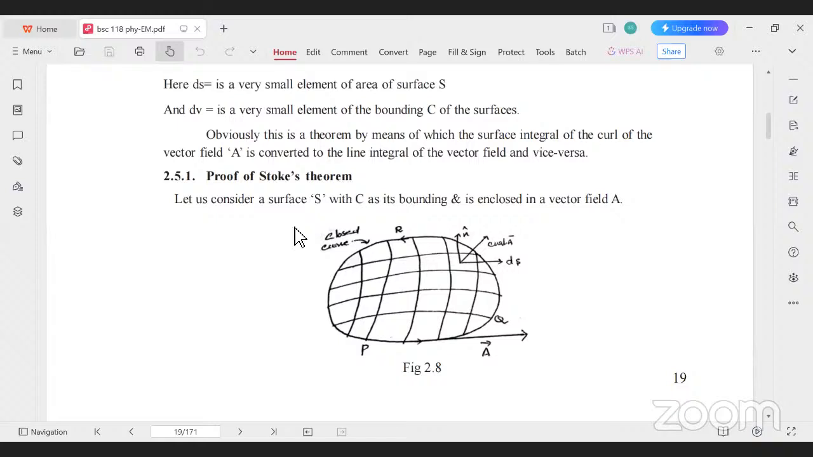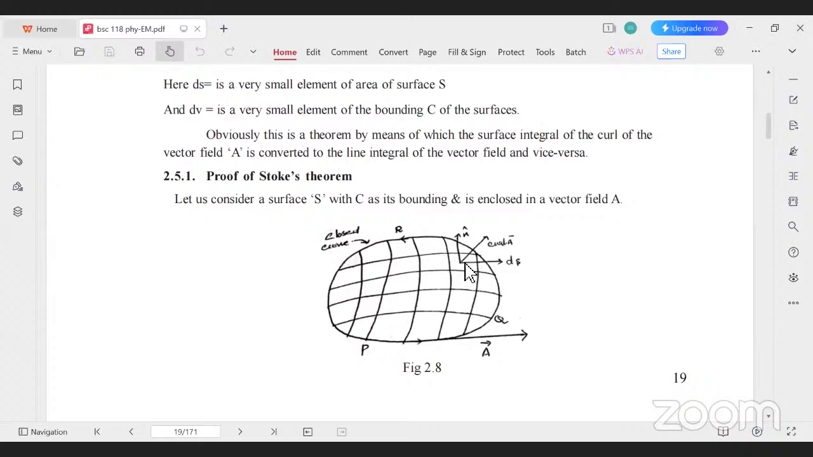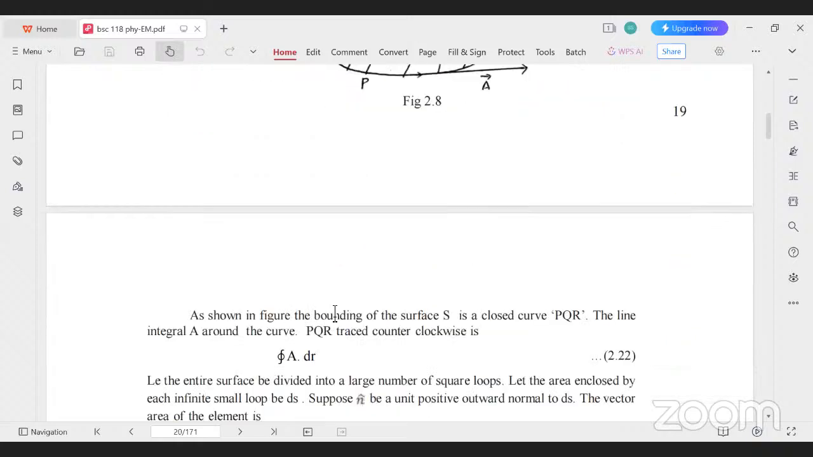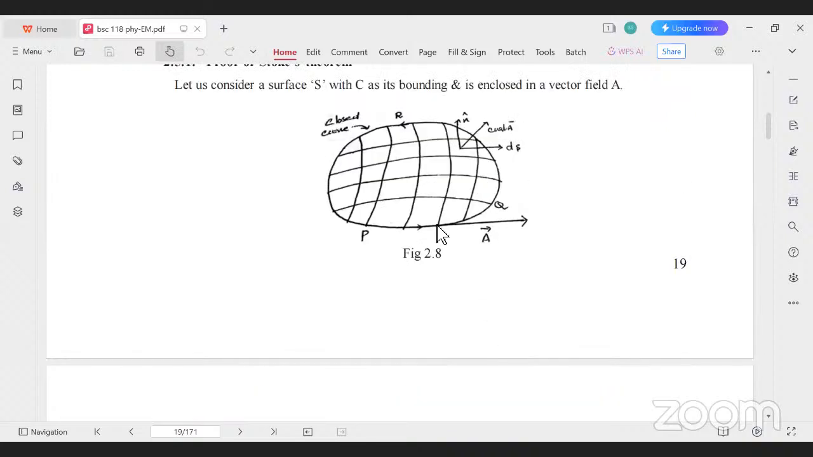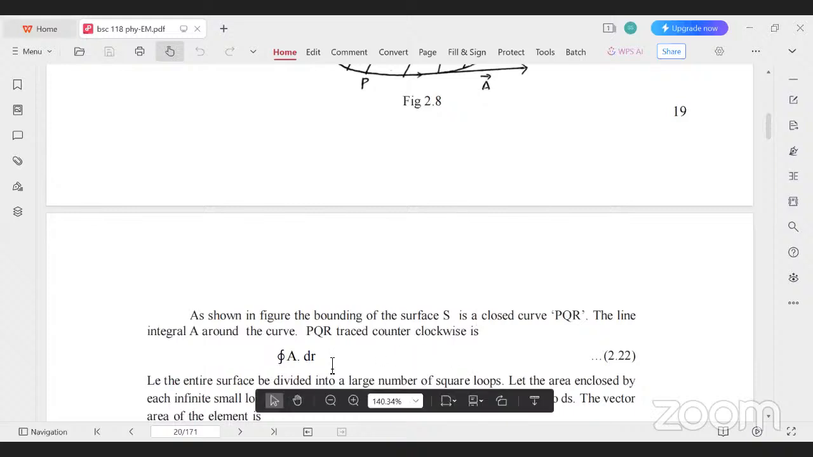So here, the Stokes theorem says to consider a surface S with C as its boundary, enclosed in a vector field A. Okay, vector field A, where you have both magnitude as well as direction. As shown in the figure, the boundary of the surface is a closed curve with P, Q and R, flowing in this way. The line integral of A around the curve PQR, traced counterclockwise, is the integration.